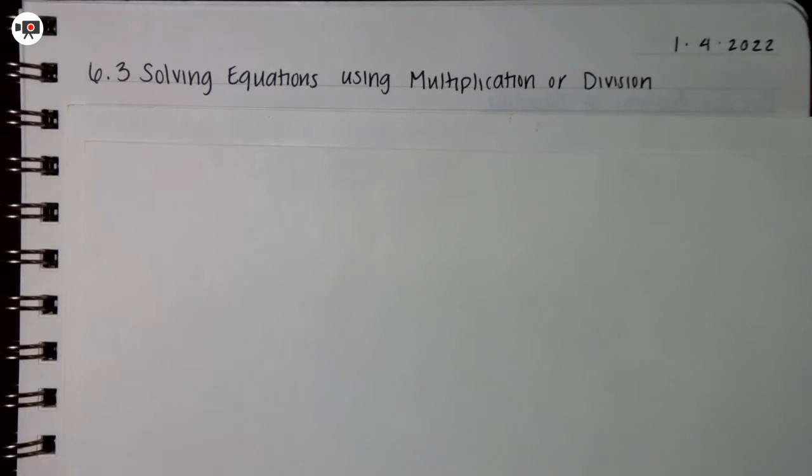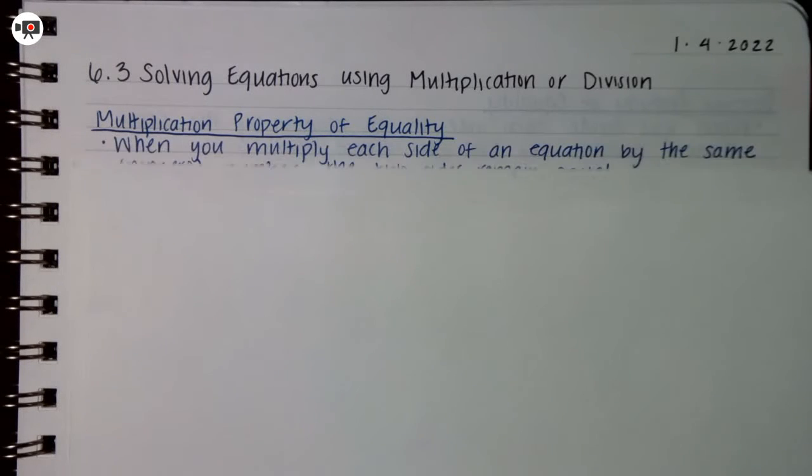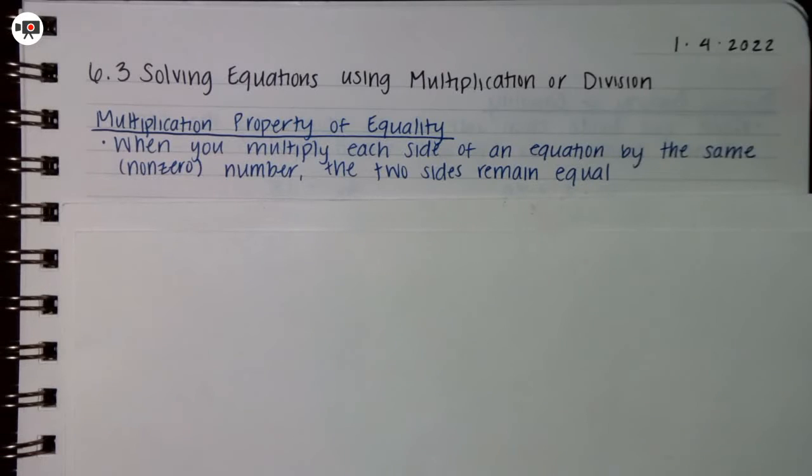This is 6.3, solving equations using multiplication or division. So we're going to be using the multiplication property of equality, and that says when you multiply each side of an equation by the same non-zero number, the two sides remain equal.